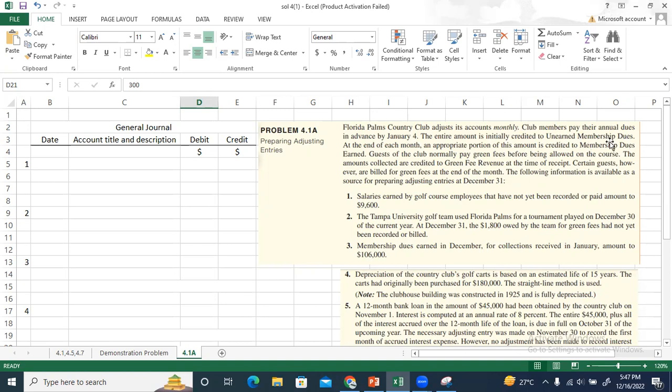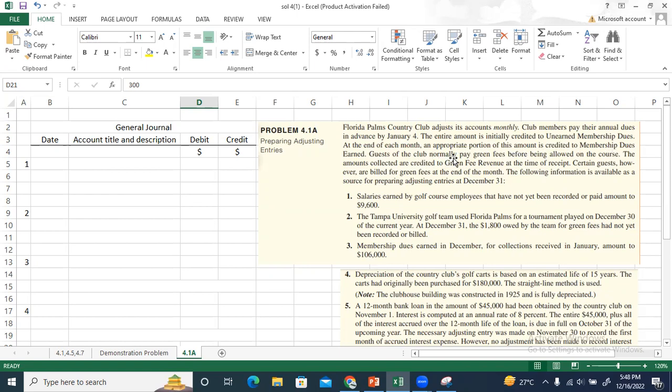This unearned membership dues is a liability account. At the end of each month, an appropriate portion of this amount is credited to membership dues. This is your revenue account. As members utilize the services each month, you transfer the amount from the unearned membership dues to this membership dues account. So you transfer your liability into your revenue.